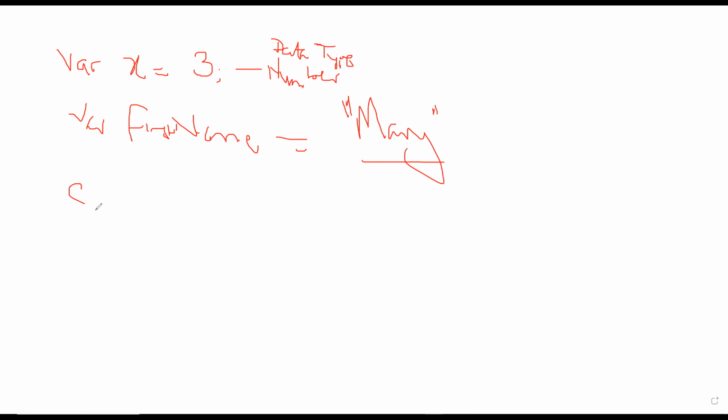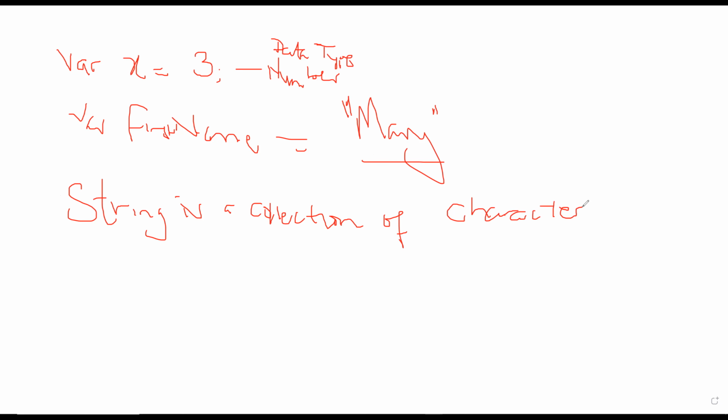And a string, what is a string? A string is a collection of characters. So M is a character. E is a character. R is another character. And Y is another character. So when I combine these four characters together to form a word, then I have a string.